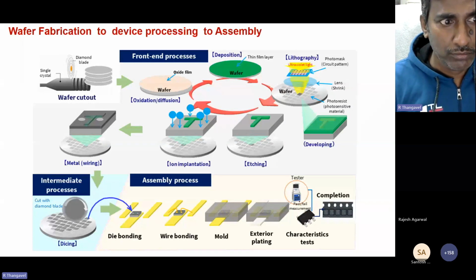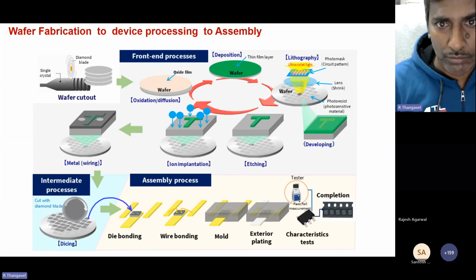And here you can see wafer fabrication to device processing to assembly. This is a single crystal ingot.